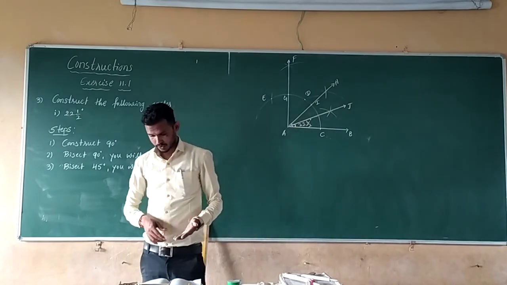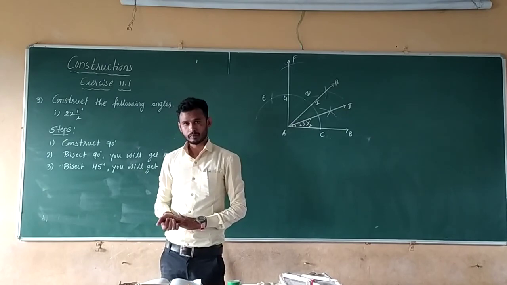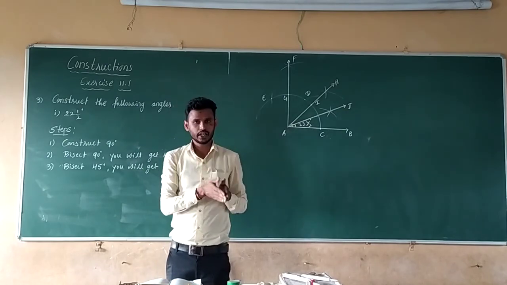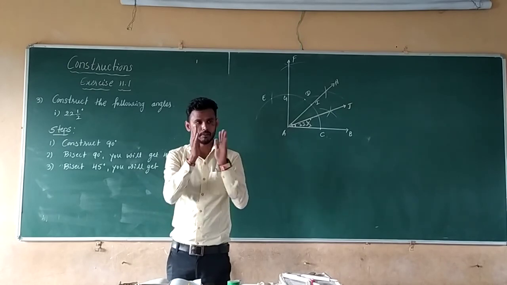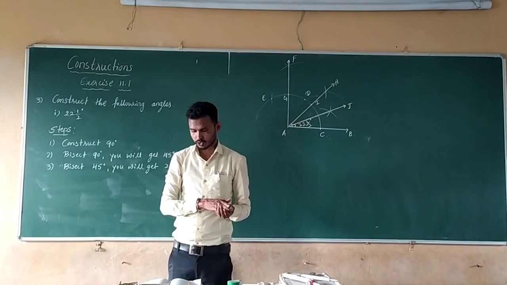Try to construct the remaining angles. 15 degrees there. So 15 degrees, how will you construct that? First construct 60 degrees. In that, bisect the 60 degree angle, you will get 30 degrees, and again bisect the 30 degrees, you will get 15 degrees. Try to construct those remaining.